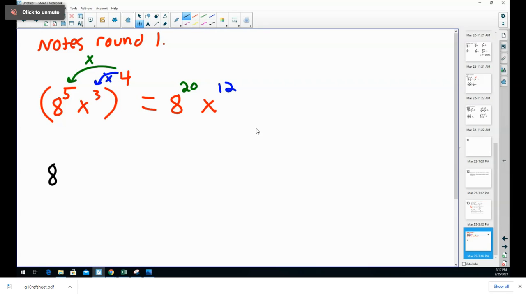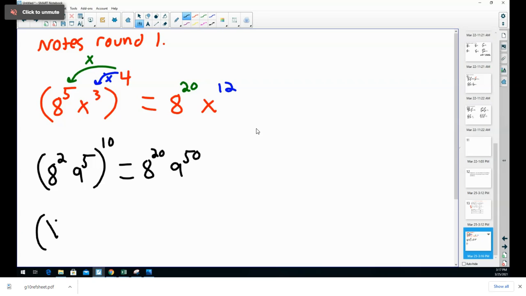All right, the next one, 8 squared times 9 to the 5th, all to the 10th, equals 8 to the 20th and 9 to the 50th. All right, again, we're just multiplying that exponent by that 10, just like we did for the regular power rule. It's the same thing. We just have two numbers now inside the parentheses, two bases. Now we have xy to the 6th. Remember, x is really x to the 1st, y to the 1st. And 6 times 1 in both cases is 6. So this would be x to the 6th, y to the 6th.